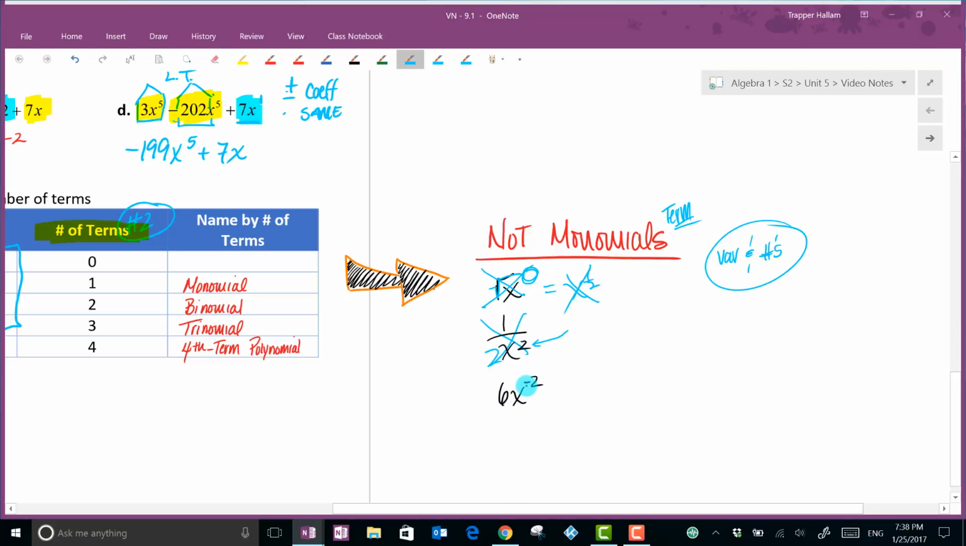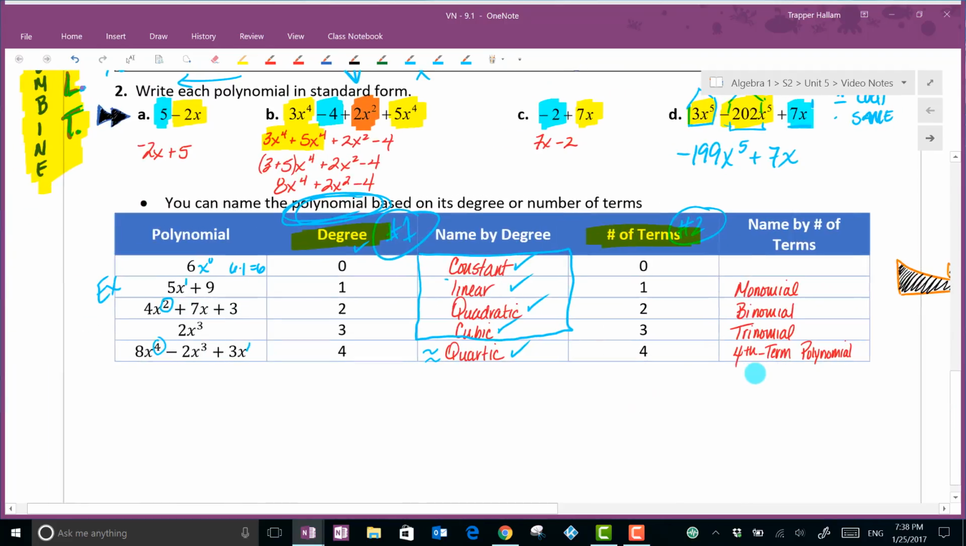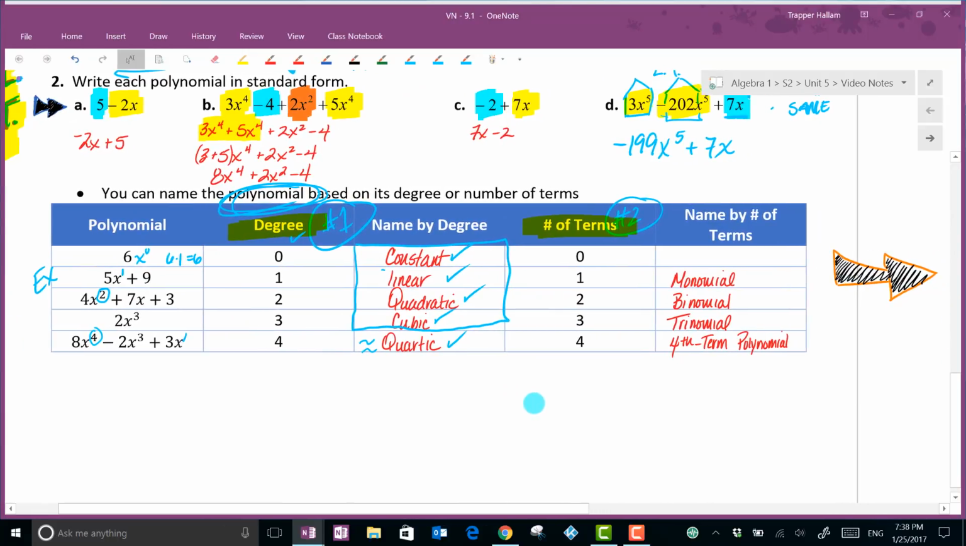All right, looking at 6x to the negative 2, well, we know from our prior units that the negative says to move this variable and its expression to the denominator, which really means it's 6 over x squared. Again, we don't like variables in the denominator. They're a different function. Okay, so none of those are monomials, which takes us back to the first one here that I kind of disagree with.